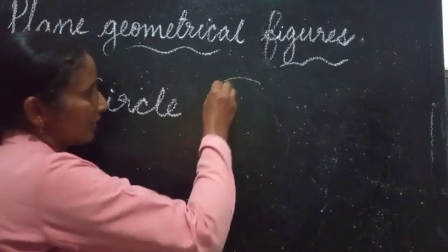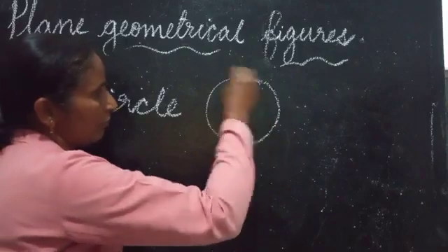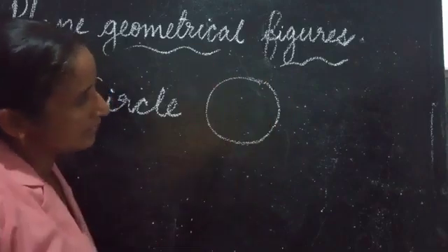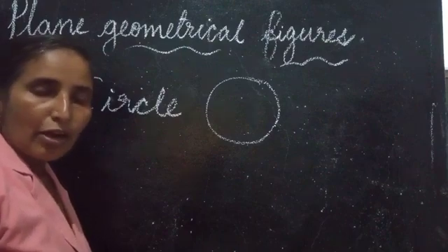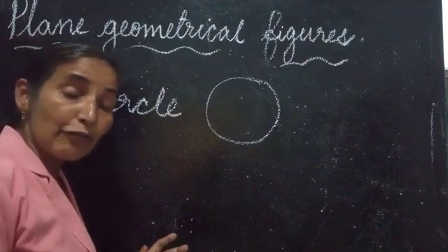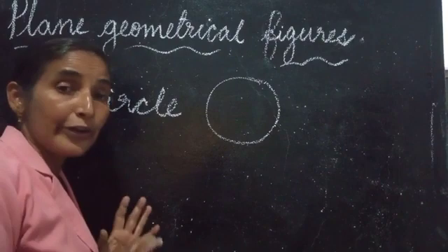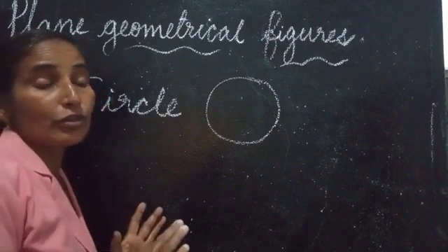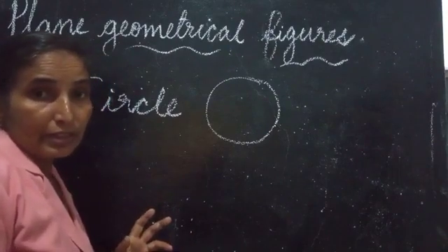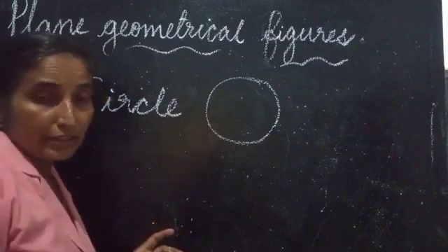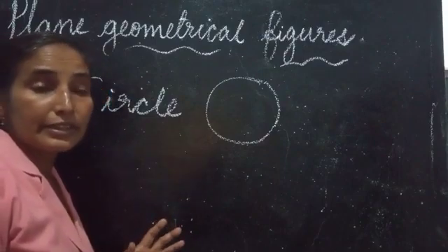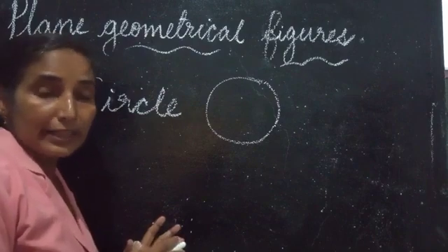It's round in shape. When we trace an object which is round in shape, we get a circle. How many sides and vertices are there for a circle? No vertices and no sides. A curved line is used to form a circle. There are no vertices or sides.